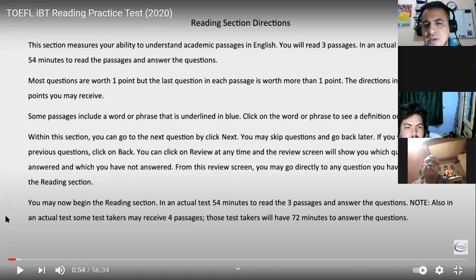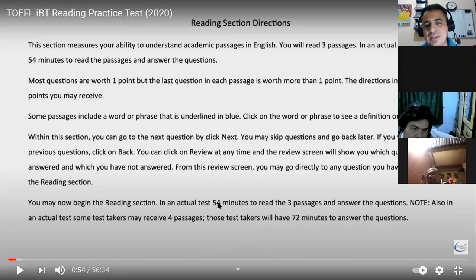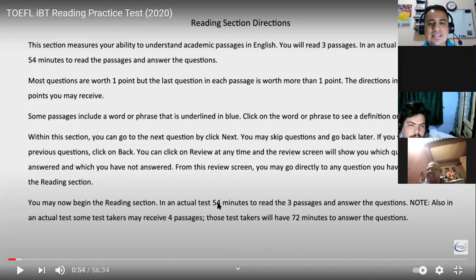You can click on review at any time, and the review screen will show you which questions you have answered and which questions you have not answered. From this review screen, you may go directly to any questions you have already seen in the reading section. You may now begin the reading section. In an actual test, 54 minutes to read the three passages and answer the questions. Note also, in an actual test, some test takers may receive 4 passages. Those test takers will have 72 minutes to answer the questions. Okay? Puede que le den el corto o le den el más largo. Ahí, no sé, esa es opción de las personas que le están dando el examen. Okay? All right, so this is the IBT.